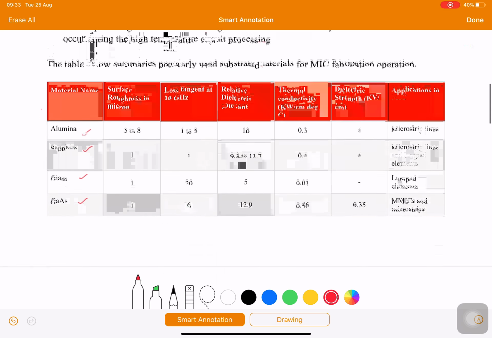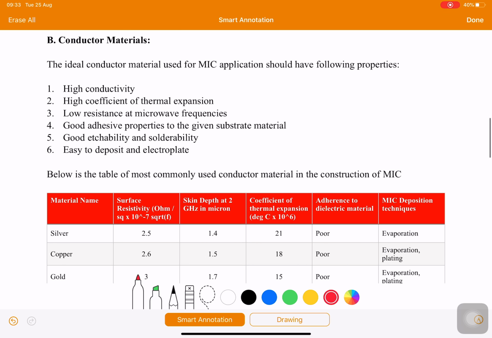Now we will see the details of what different types of conductor materials we normally use for the fabrication of microwave integrated circuits. Again, the conductor material we are going to make use of should fulfill certain requirements or specifications, which are listed over here. The conductor material should have a high value of conductivity. It should possess a low value of thermal coefficient of expansion.